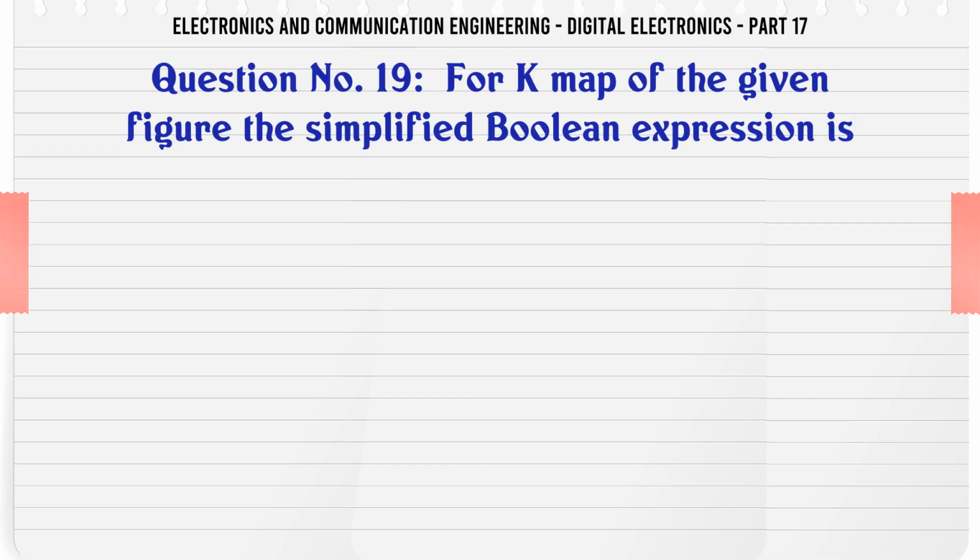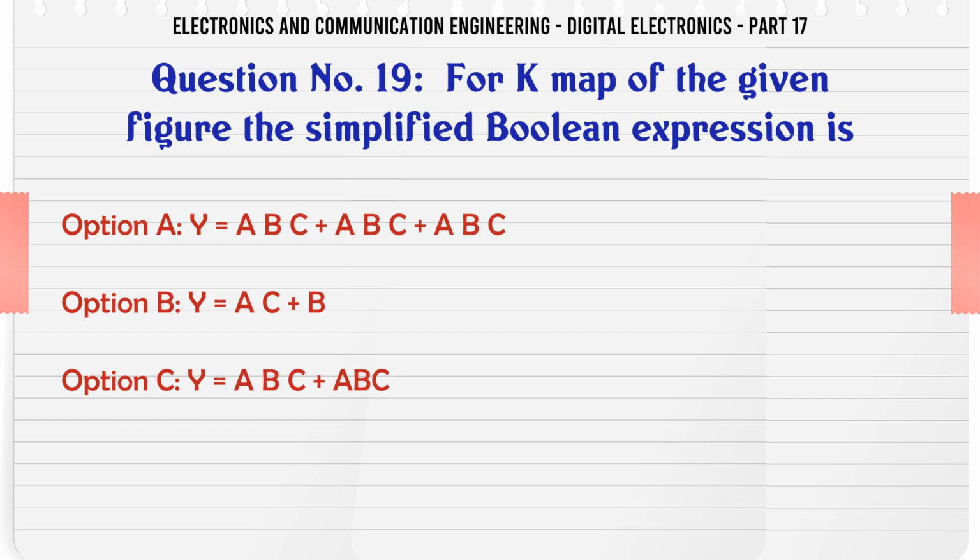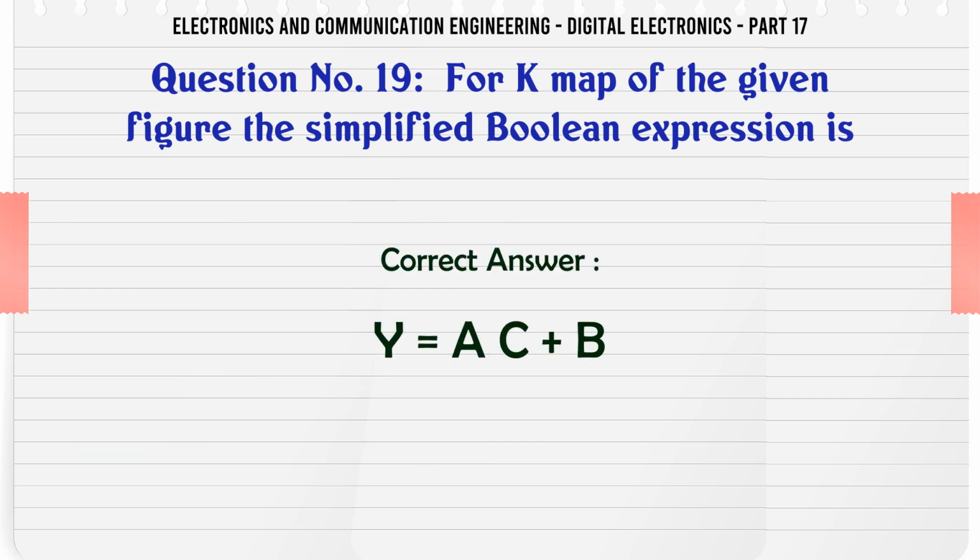4-variable K-map of the given figure. The simplified Boolean expression is: A. Y = ABC + ABC + ABC, B. Y = ACB, C. Y = ABC + ABC, D. Y = ABC + ABC + ABC. The correct answer is Y = ACB.